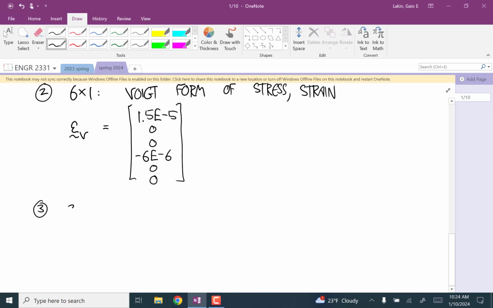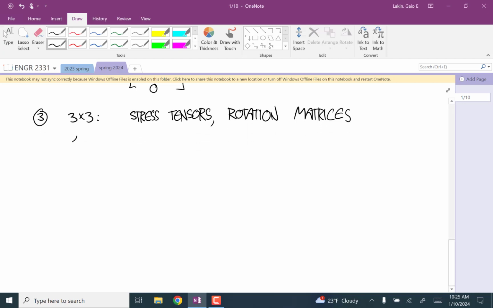Third is 3x3 matrices. And this is going to be useful for us for 2 things: stress tensors and rotation matrices. So for example, a stress tensor would look like this. The symbol for stress is the Greek letter sigma.